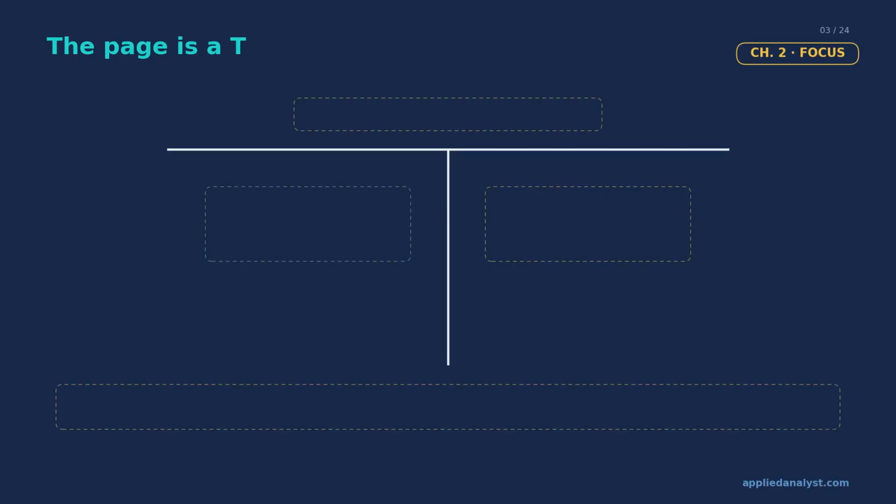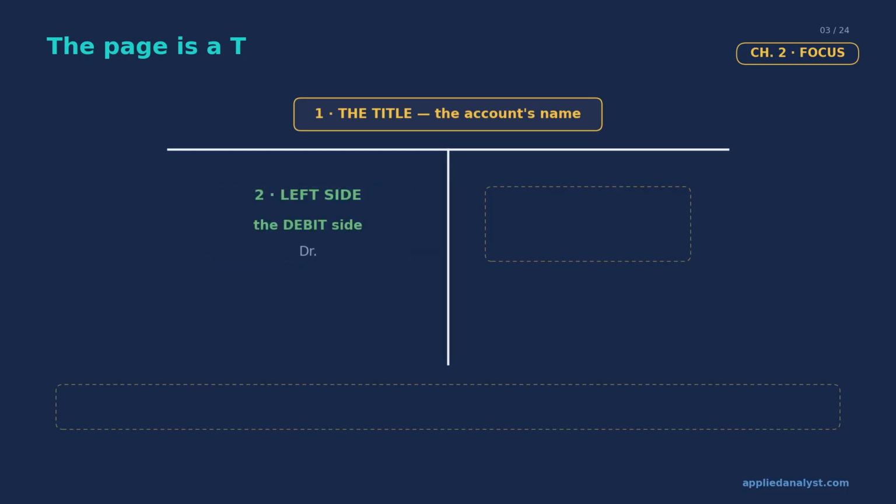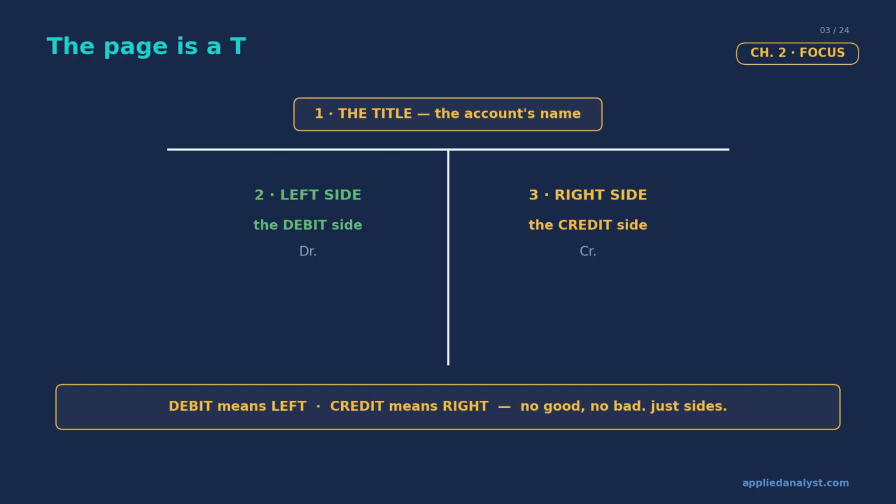Here's what a page looks like, and it's called a T account because it looks like the letter T. 3 parts, that's the whole anatomy. 1. The title, the account's name, written on top. 2. The left side, called the debit side. 3. The right side, called the credit side. Now forget everything scary you've heard about those words. Debit means left, credit means right. No good, no bad, just left and right.